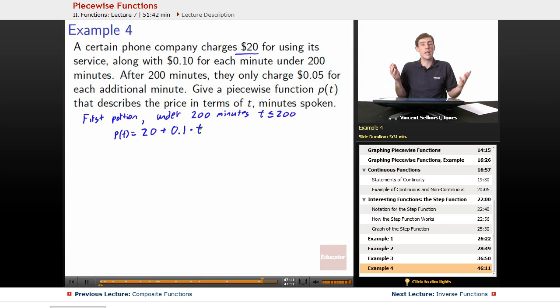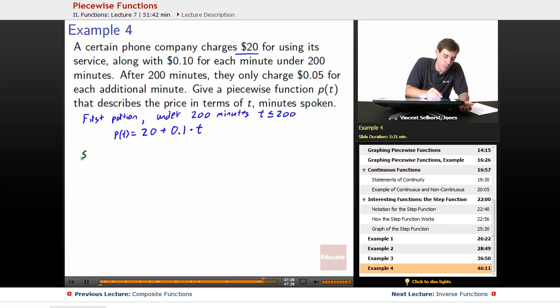Let's do a real quick test. Let's say we'd talked 100 minutes, then 100 minutes times 10 cents would be $10. So we'd have a $30 total, which if we plug into our new function, P of 100 would be 20 plus 0.1 times 100, which would come out to be 30. Great. So the first part of it checks out.